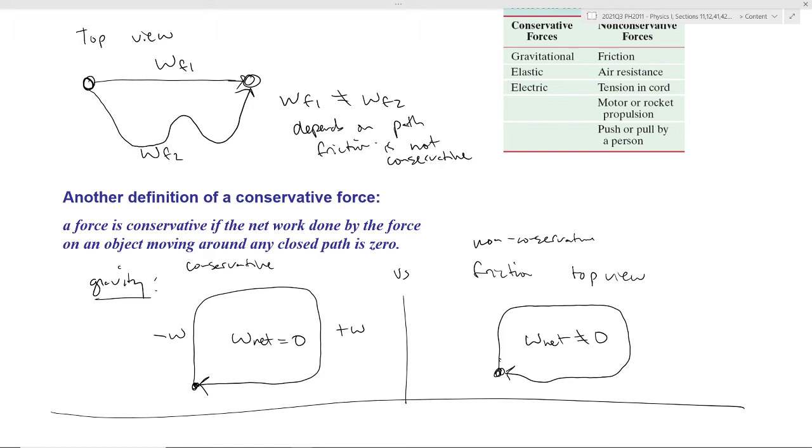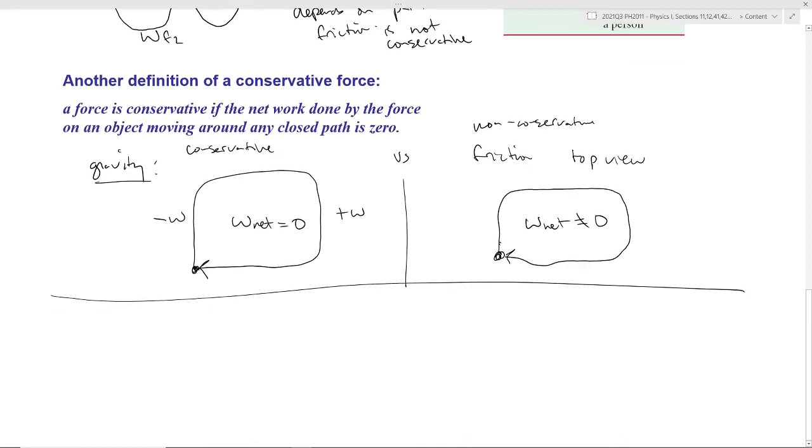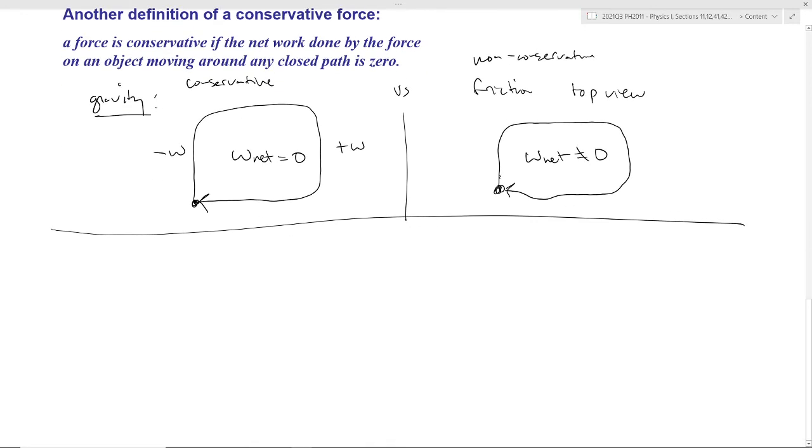All right, so this may seem like kind of a tedious, slow discussion, but why we care about this. This was all section 8.1. And why we care is that it motivates section 8.2, which is potential energy. Basically, potential energy is only defined for conservative forces. So, what is potential energy?